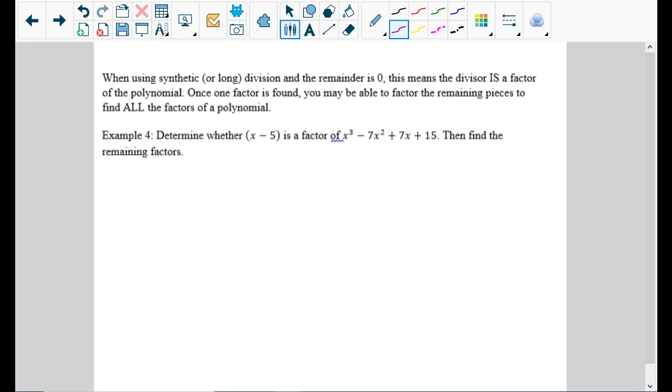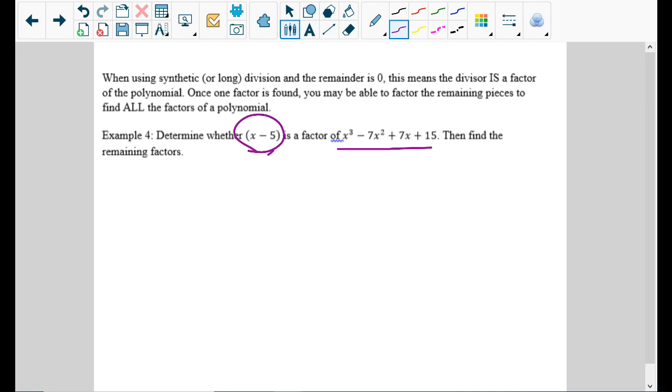Alright, so here's the other thing that we can take a look at now. Using synthetic or long division, you can use either one. The remainder is 0, that means the divisor is a factor, okay? So when I know something goes evenly into something else, when I divide it, there's no remainder, okay? So that's what we're taking a look at. Is x minus 5 a factor of this expression, okay?